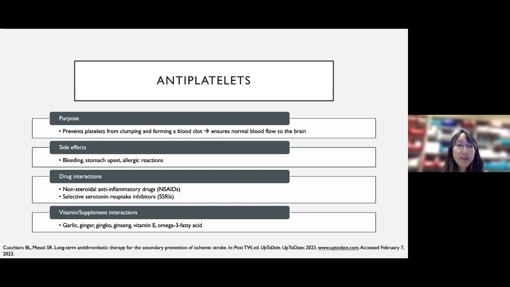Now, antiplatelets can interact with some other drugs. This can include nonsteroidal anti-inflammatory drugs, also known as NSAIDs, which includes ibuprofen or naproxen. The combination of an NSAID plus an antiplatelet can increase your risk of bleeding. Antiplatelets can similarly interact with selective serotonin reuptake inhibitors to increase your risk of bleeding. There are also vitamin and supplement interactions to be aware of. Antiplatelets can interact with garlic, ginger, ginkgo, ginseng, vitamin E, and omega-3 fatty acids to also increase your risk of bleeding.